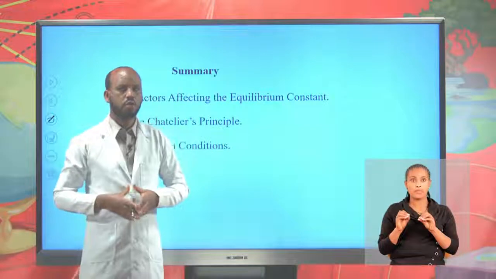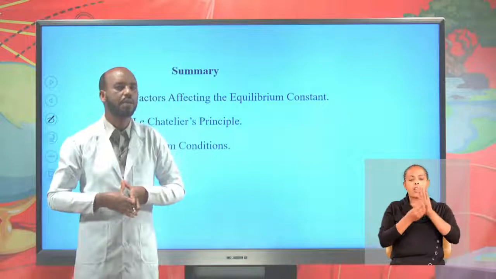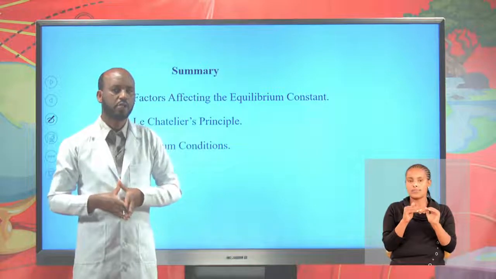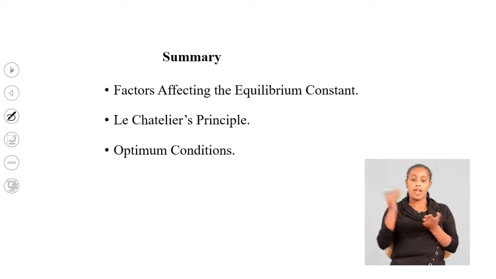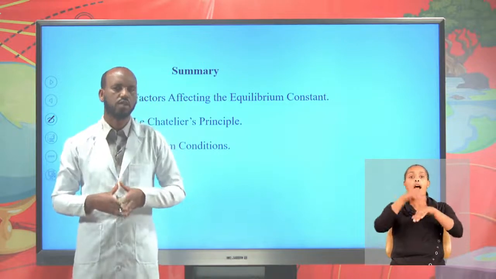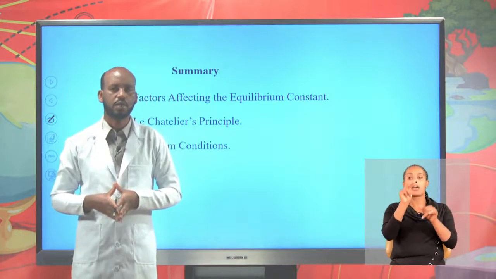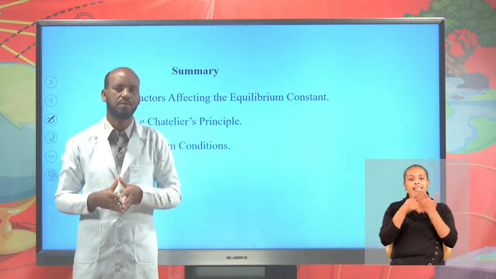Students, in today's lesson, we discussed factors affecting the equilibrium position. These are concentration, temperature, pressure, and volume. Again, we discussed factors that affect the equilibrium constant. The equilibrium constant Kc depends on the temperature at which the experiment is performed. The equilibrium constant Kc is also affected by the form of the equation that describes the equilibrium.